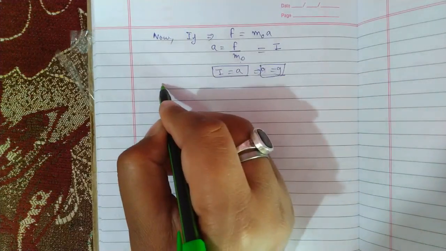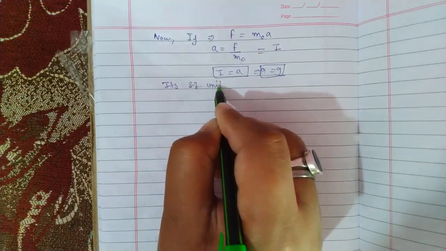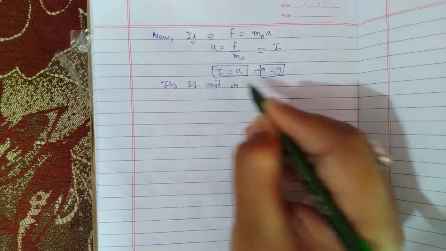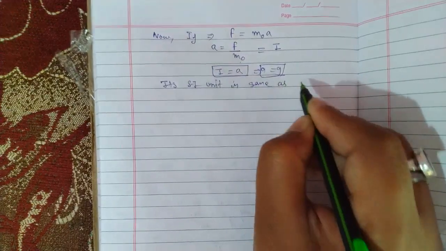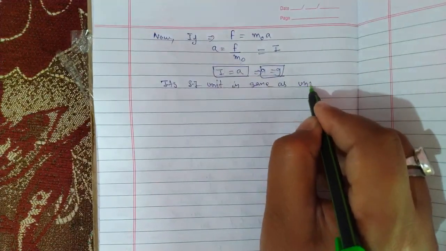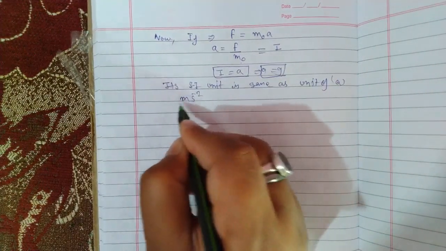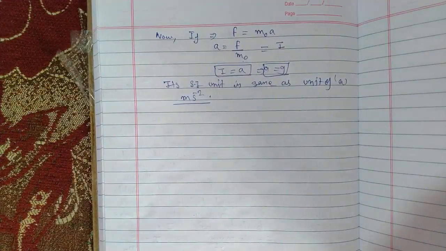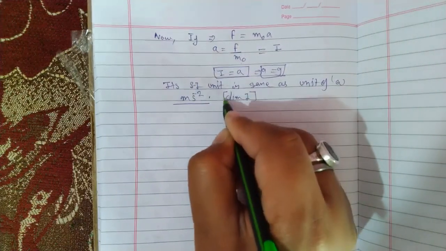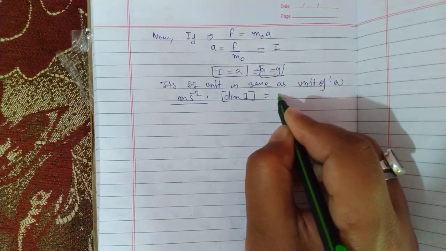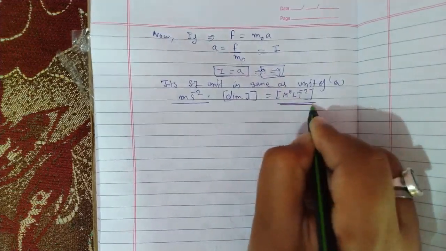So its SI unit is the same as the unit of acceleration, that is meter per second square. Okay, and the dimension formula for intensity is M0 L T minus 2. Okay.